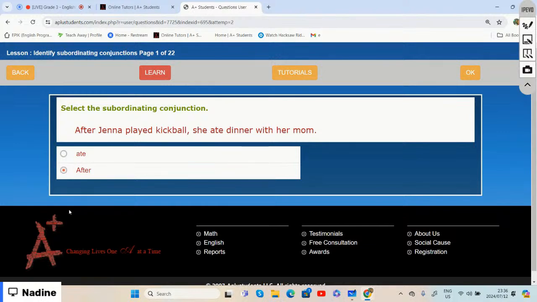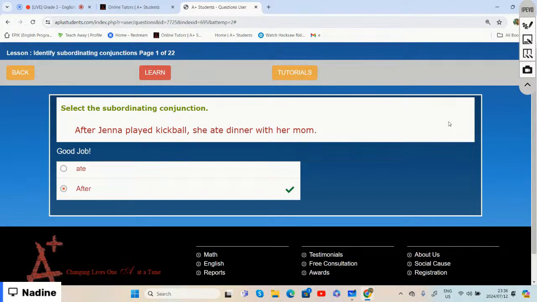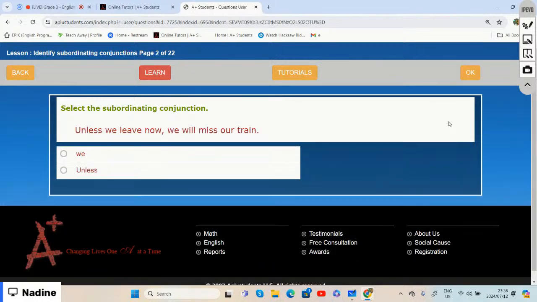All right, and if we were to choose the correct one, it is after. Yes, after is correct, because after is our subordinating conjunction that is connecting the two simple sentences within that sentence. Yes, well done. So after is correct. Unless we leave now, we will miss our train. So unless we leave now, we will miss our train.